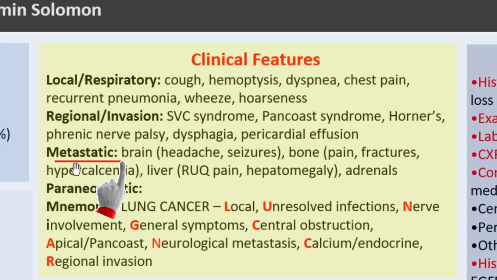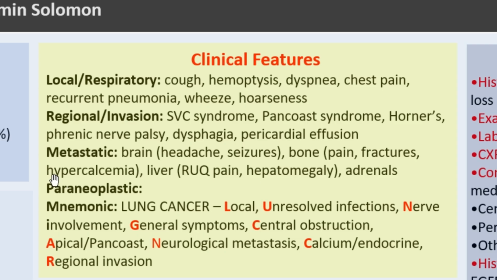We can have the tumor metastasizing to the brain, and the patient may present with headache, seizures. The tumor may metastasize to bone where we have pain and fractures. And most of the time, this lung cancer is going to cause lytic lesions, so it's going to erode the bones away.